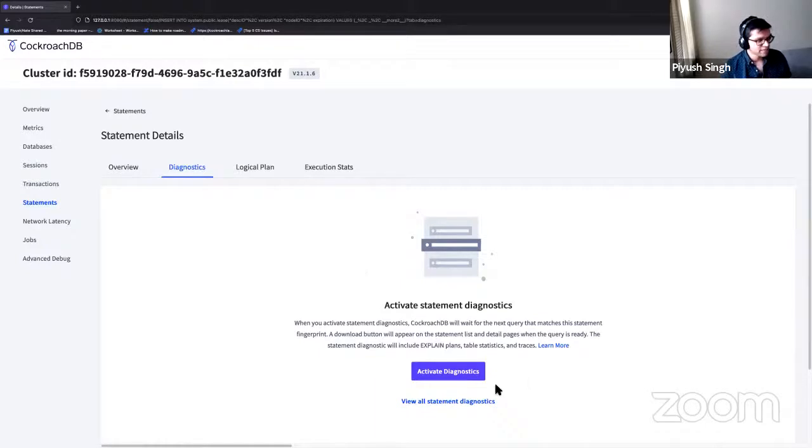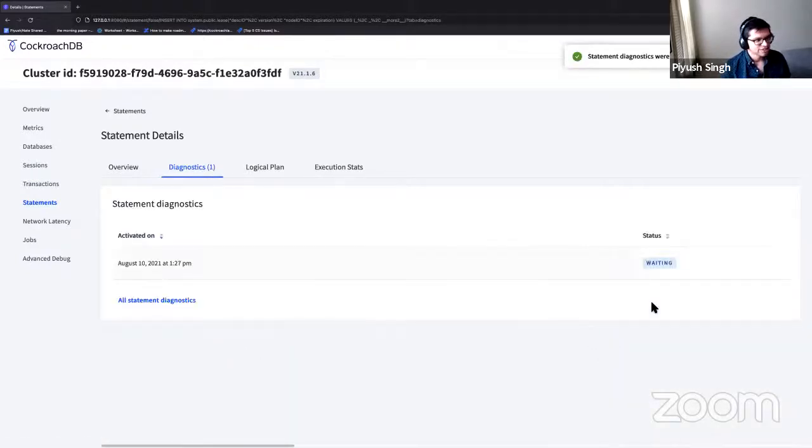So if I click Activate Diagnostics, what happens is my cluster is now waiting for the next statement that executes that matches this fingerprint. So you can imagine, I saw there's a statement in here that looks like it's taking really long on average. What I can do is click Activate Diagnostics. The next time that statement comes in, it'll execute a full trace on that statement.